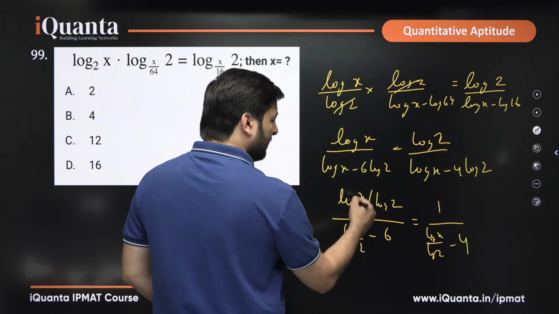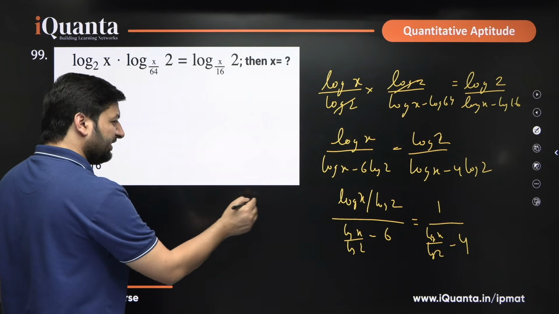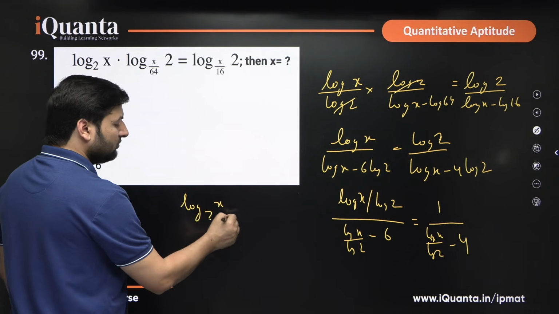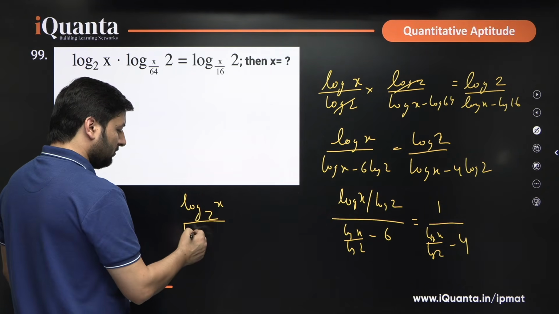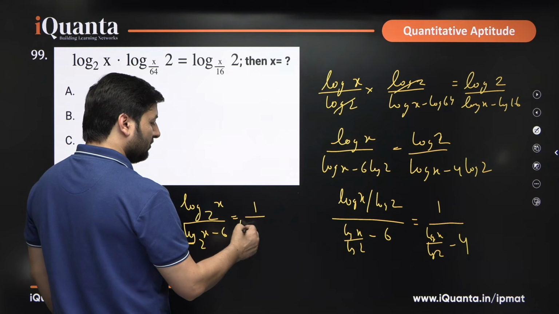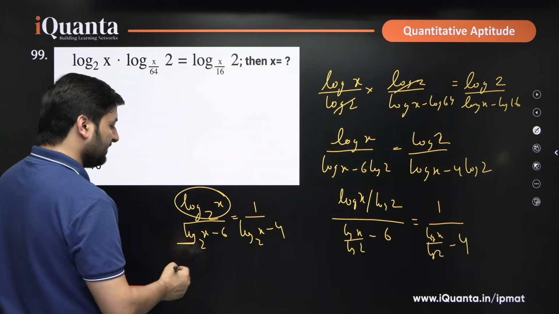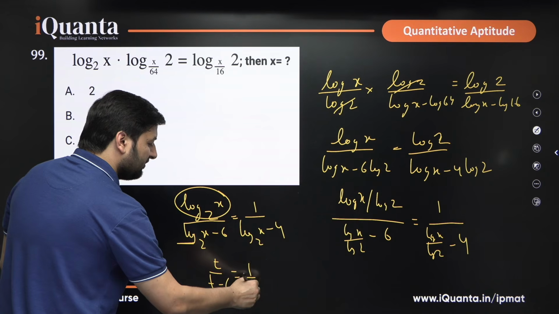We see that log x upon log 2 appears everywhere. Can we take log x upon log 2 as log x base 2? Yes, it can be written like that. So log x base 2 upon log x base 2 minus 6 is equal to 1 upon log x base 2 minus 4. Log x base 2 can be taken as t, so t upon t minus 6 is equal to 1 upon t minus 4.